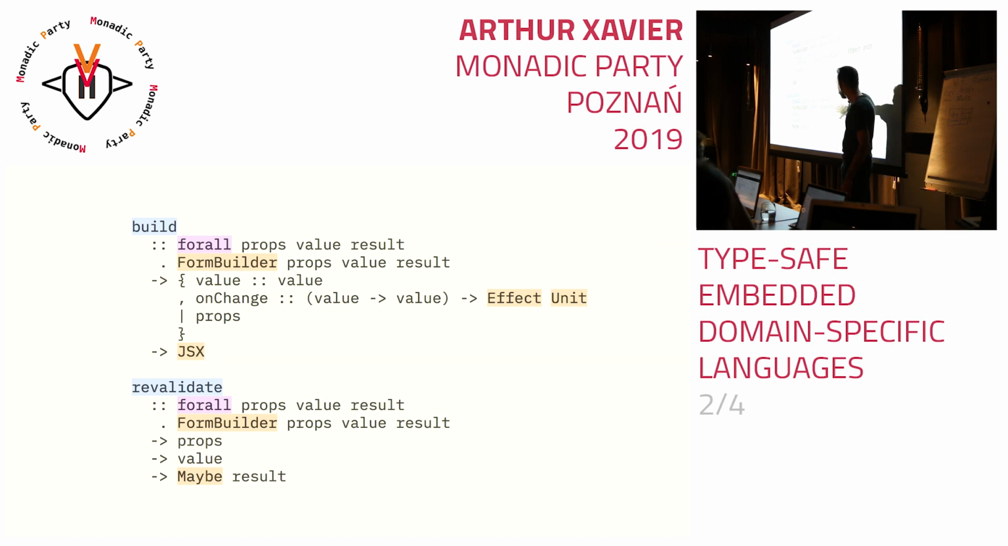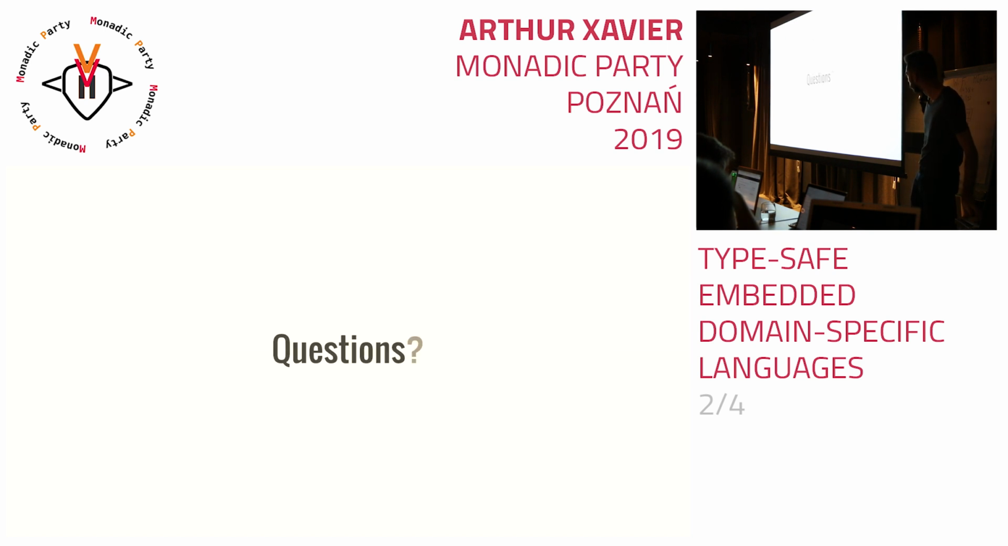And revalidate takes in a FormBuilder and outputs a Maybe by the end, which is basically an interpretation of the form as this function that you can supply the value and the props to, and then get a valid result. This is just basically validating a form given that you have a set of values that have been inputted into that form. You can also simulate, for example, the filling of a form with this interpretation.